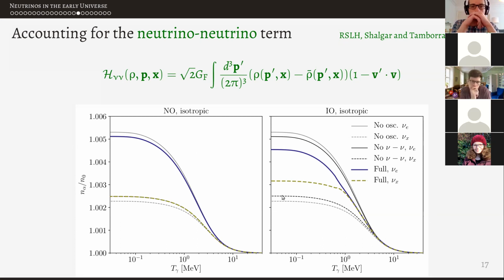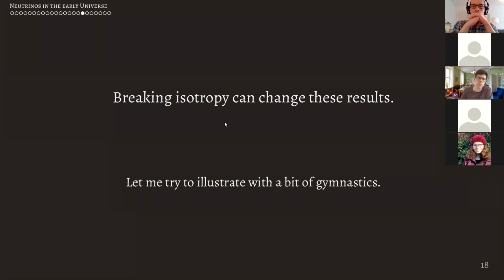And then when we include the neutrino-neutrino term, these two are pushed towards each other. There's some flavor equilibration taking place. And this will also mean that we expect N_eff to be a little bit higher. For normal mass ordering, nothing is really happening here. But this ends up coming down to the assumption of an isotropic universe. So it turns out that if we break isotropy, we can actually change these results a bit.